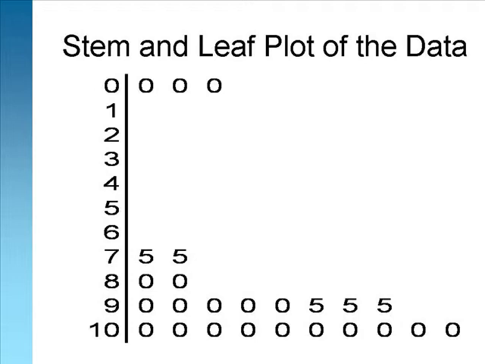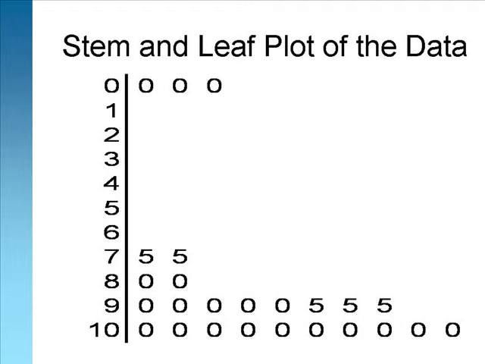This is a stem and leaf plot of the data. The stems to the left of the vertical line are the tens value of each score. Each stem occurs only once. The leaves to the right of the vertical line are the ones values of each homework score, and there is a leaf for each score, 25. So I can now see the scores from lowest to highest.